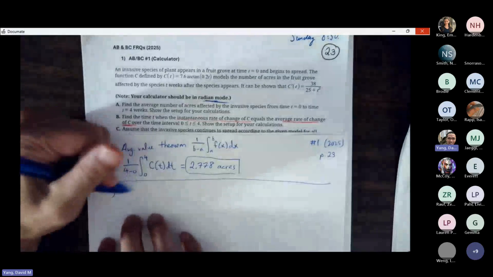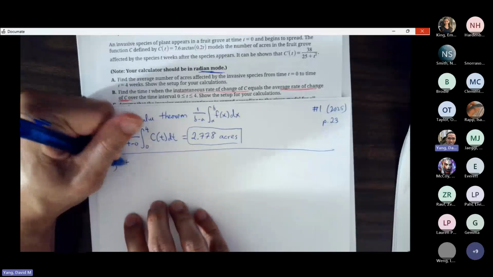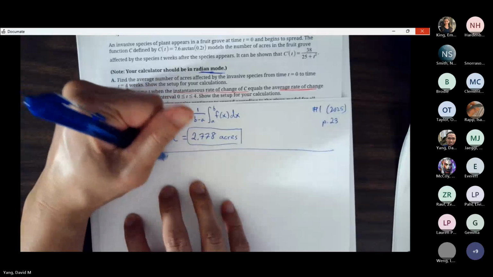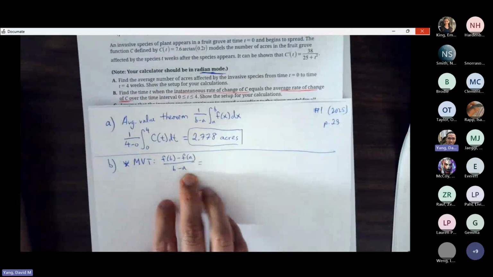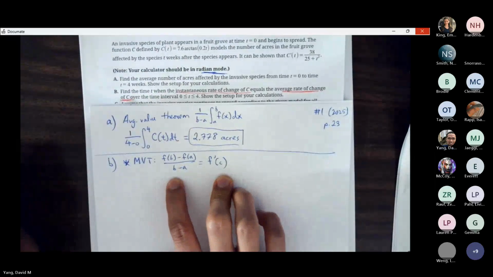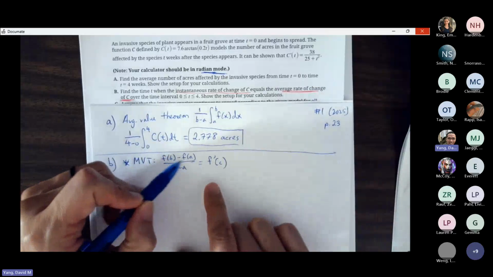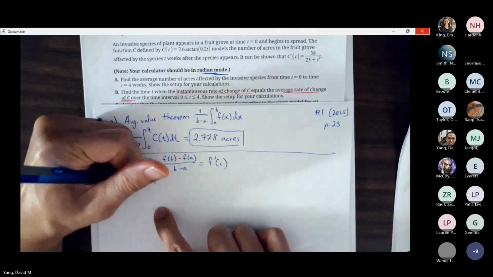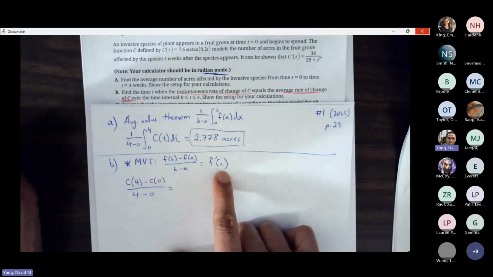So the problem is trying to get us into mean value theorem. Let's remind ourselves what mean value theorem is. It's where you take your average rate of change and you match it to the instantaneous rate of change. Right, that's mean value theorem. So my average rate of change would be, in this case, C of 4 minus C of 0. My function is C, and then my derivative is C prime of T.